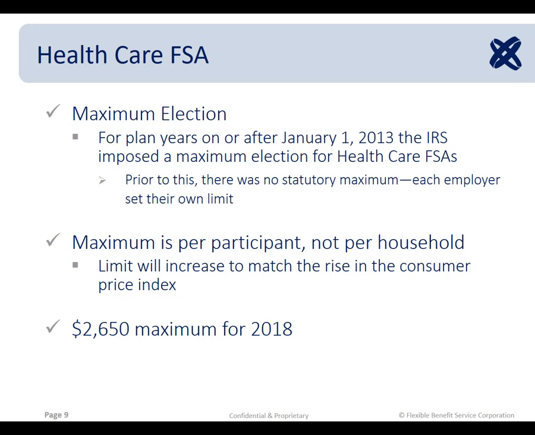So, I could carry over $500 at the end of the 2018 plan year and still elect $2,650 in 2019 for a total election of $3,150.